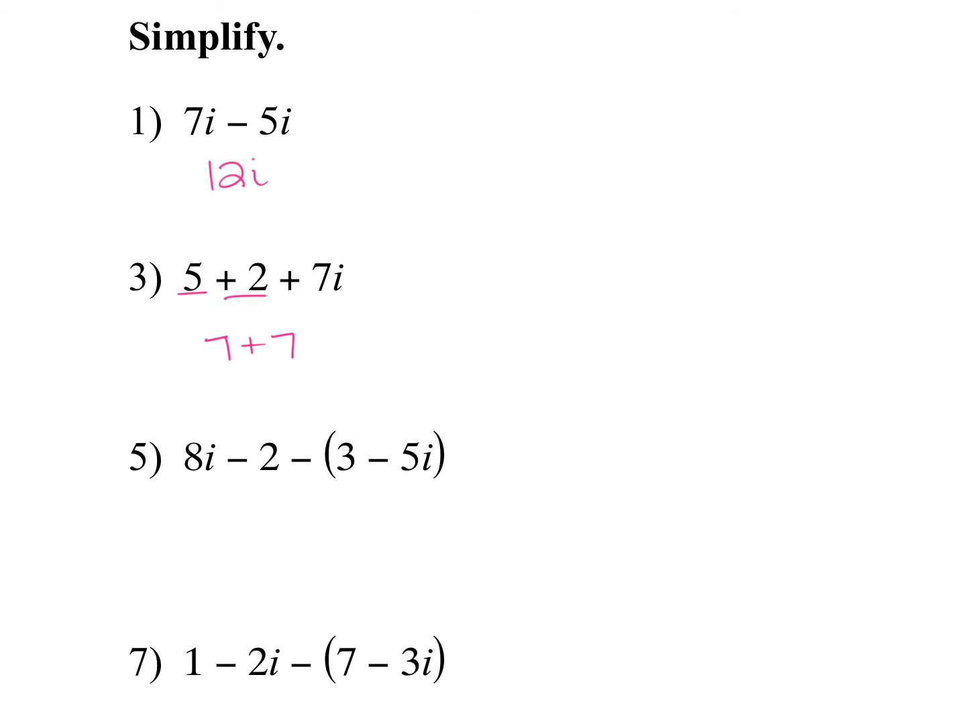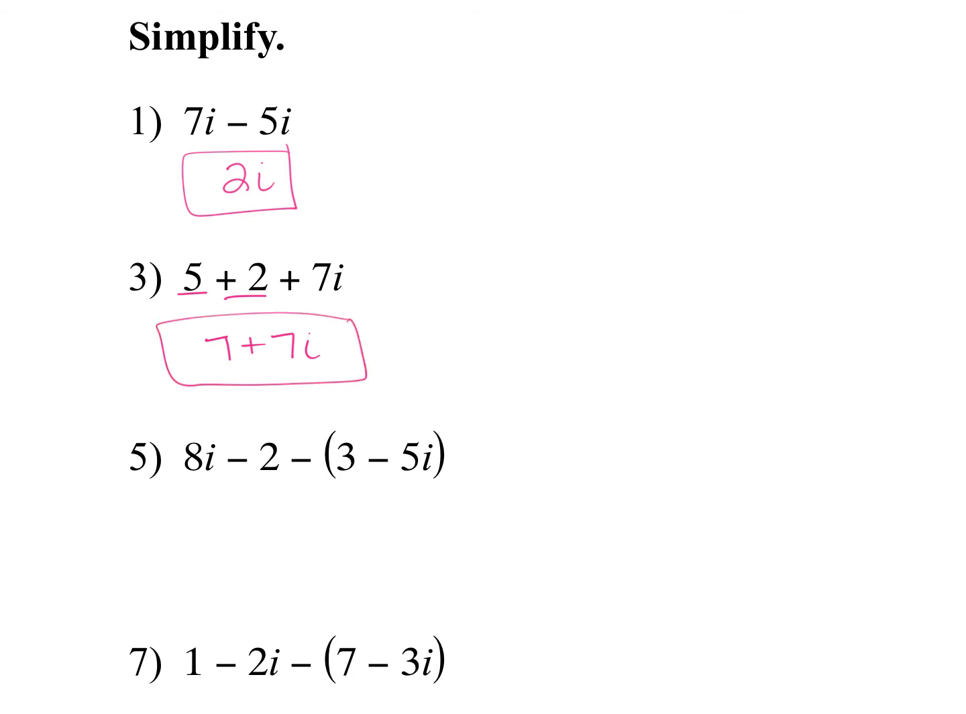Yeah, how did you get 12? Because it was a subtraction. Oh, I don't know. I added them instead of subtracted them. So let's erase this, and let's just do 2i. There you go. That one's right.